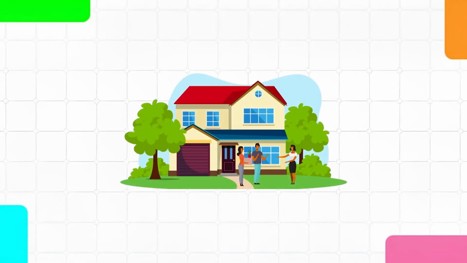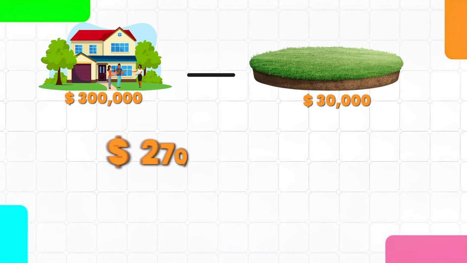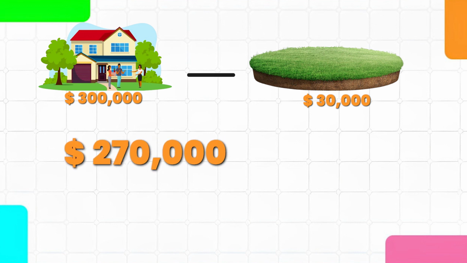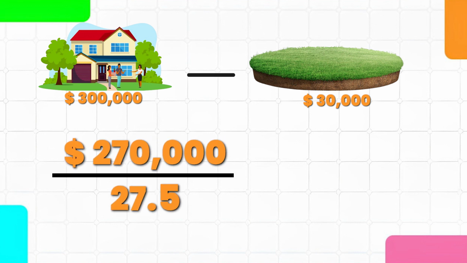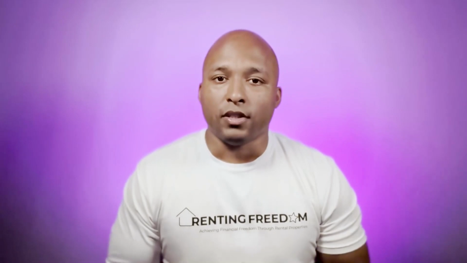So let's assume that you bought a house that is $300,000. The land value was $30,000, so that leaves you with a $270,000 building value. Divide that by 27.5, and that's roughly $10,000 a year that you can use to offset some of that rental income. So in this case, with the $8,000 that you have to pay taxes on, that $10,000 will completely offset it. And don't worry, that extra $2,000 you can save for the next year to be able to offset more rental income.